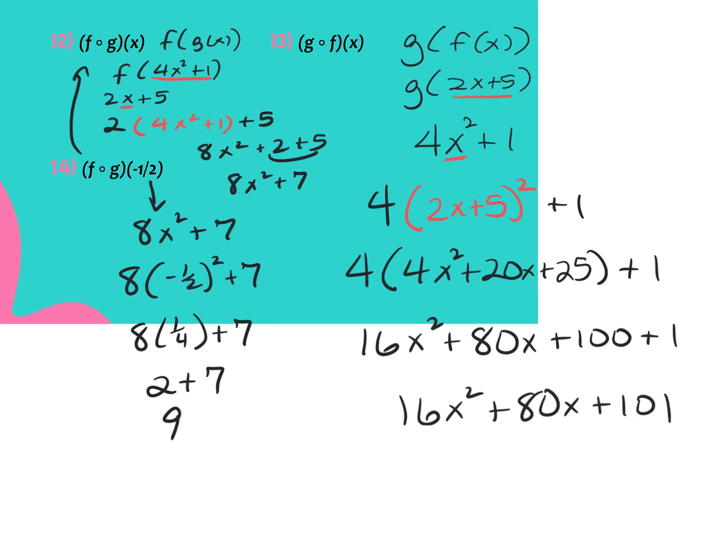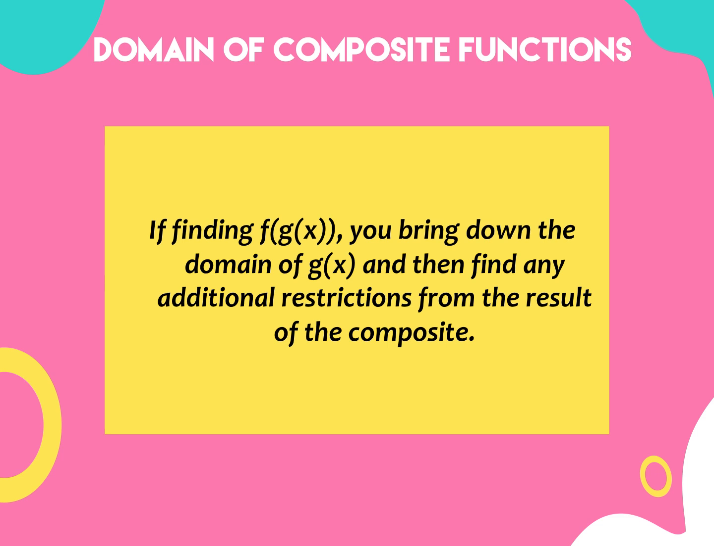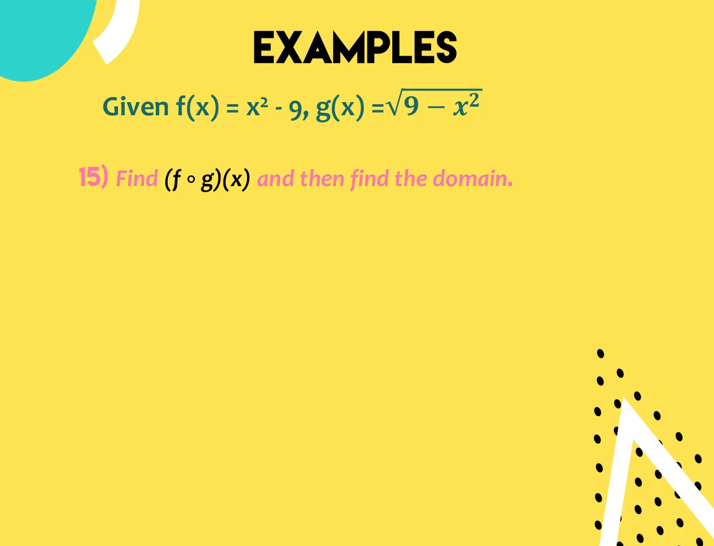And I'm done. So to find the domain of a composite function, if you're finding f of g of x, you're going to bring down the domain of g of x. Then you're going to find any additional restrictions from the result of the composite function. So first we have to find the domain of this, and then we're going to do the domain of the composite. So let's go ahead and try an example.